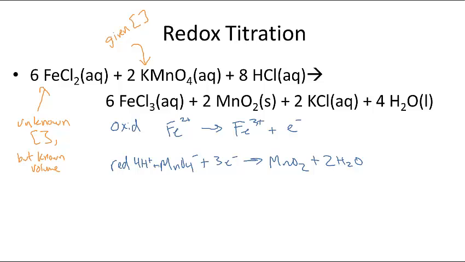If you're interested, the book walks you through how to balance an entire redox reaction, and it has to do with these steps. But what you really care about is the ratio between MnO4 and Fe. I have 3 electrons being transferred here and 1 here. So I need 3 times as much Fe as MnO4. You could also get that from your mole ratio here.